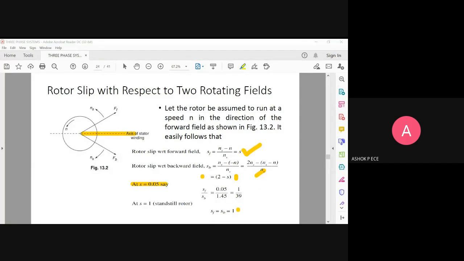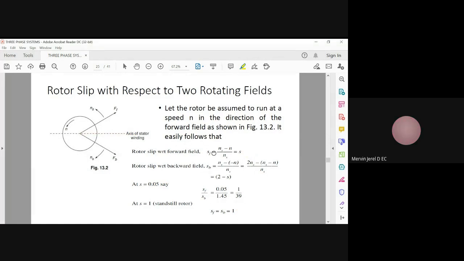Any doubt in the slip here? See, in the three-phase induction motor, we have only one slip because we consider all the three phases to be a single component, but here we have two components rotating in different directions. So you have forward slip as well as a backward slip. Is it clear?